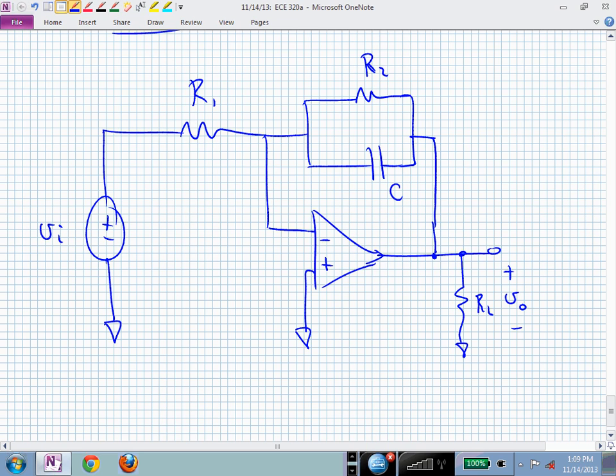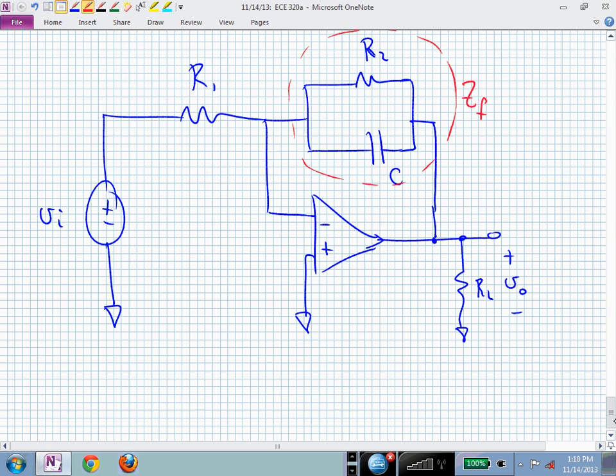And it's pretty easy to derive the input-output relationship or the transfer function between the input voltage V sub I and the output voltage V sub 0. Especially if we simply think of this as some generic feedback impedance, Z sub f. How can I express Z sub f? That's just R2 in parallel with that capacitor, isn't it?